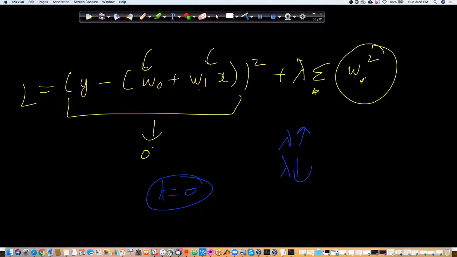So basically here what is happening is there's a tug of war happening, right? If you look at this, if you increase this to make it 0, then this will increase. So there's a tug of war. So that's what you have to balance.